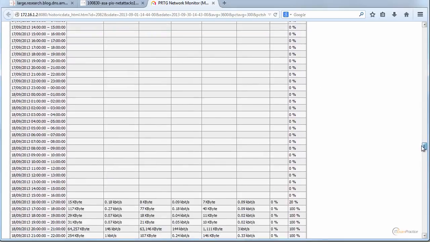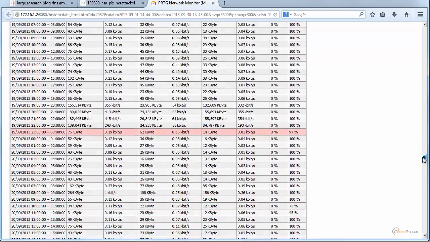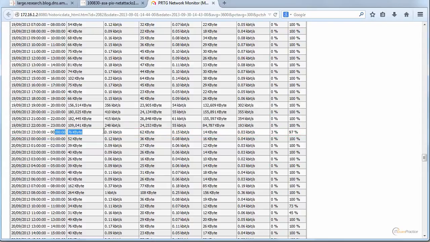I started monitoring here. I expect to see around 1-2 kilobits per second. Why? It is like keep alive messages, things like that. I don't use this connection at all. And please note what I saw here: 200 megabytes were downloaded in 1 hour. In 1 hour. And as you can see, it stopped.